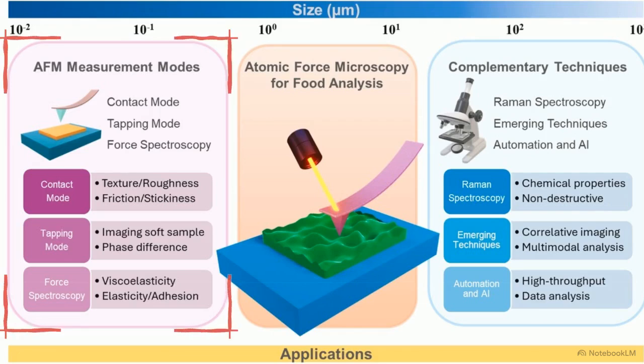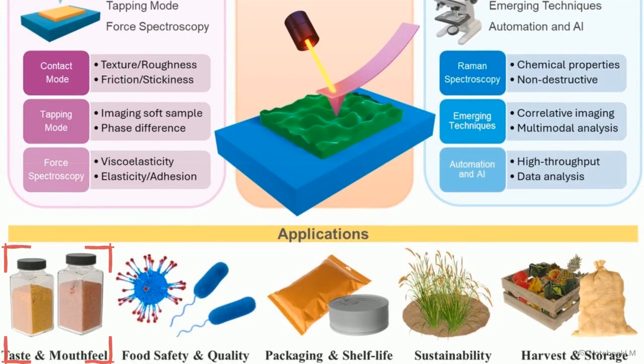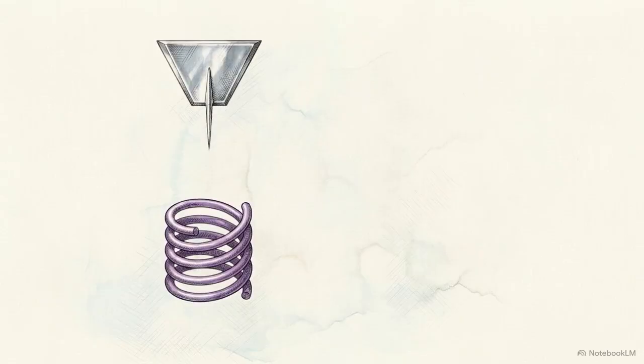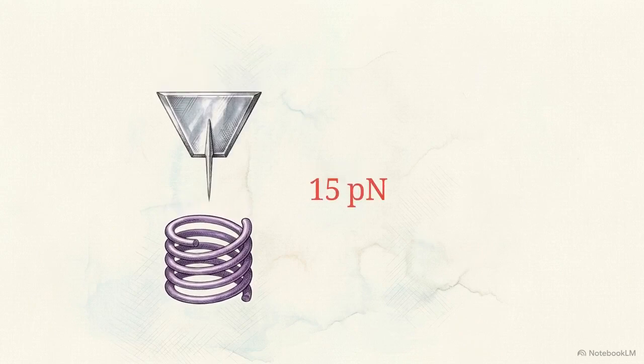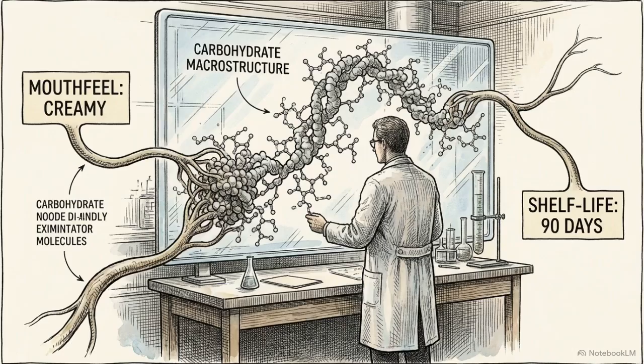By applying specific measurement modes, researchers map properties ranging from viscoelasticity to surface friction. This directly links structural data to real-world applications, including taste and mouthfeel. The probe quantifies interactions down to the piconewton level. This translates otherwise invisible molecular forces into actionable mechanical data. Soft matter engineering is shifting. We are now using these molecular interactions to predict sensory and stability metrics from first principles.